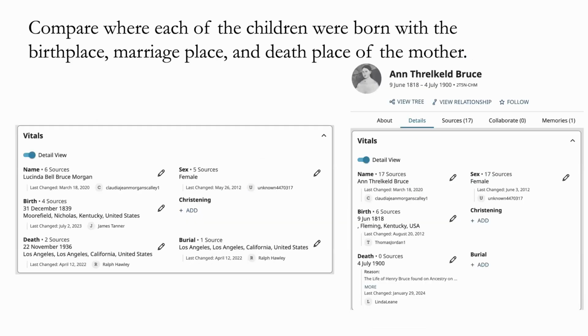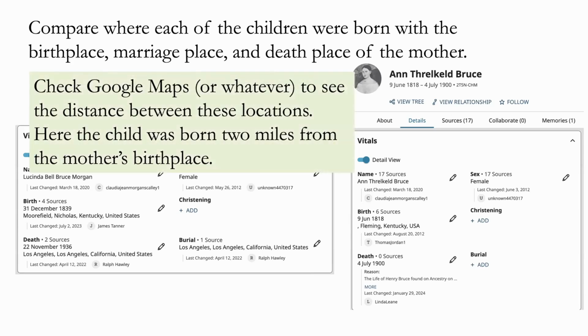Let's see. So let's compare where each of the children were born with the birthplace, marriage place, and death place of the mother. Okay, here we're looking at the first rule of genealogy, which is that when the baby was born, the mother was there, present, at the time of the birth. Okay, so that's the first rule. And is it going to be the fact that the mother couldn't have been there at the time of the birth or not? So let's kind of go through the children.